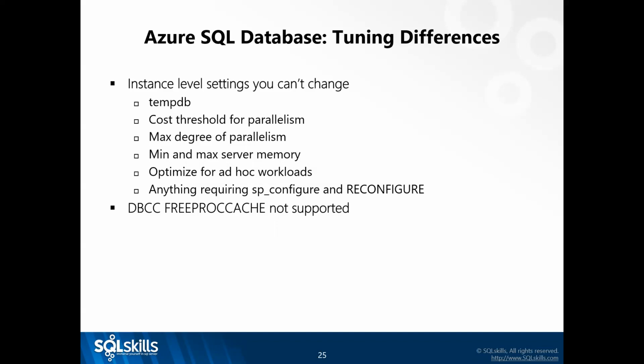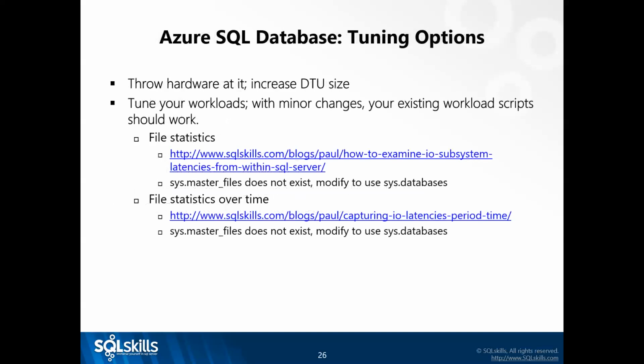And DBCC FREEPROCCACHE is not supported. So if, for whatever reason, you need to clear the procedure cache for a database, it's ALTER DATABASE SCOPED CONFIGURATION CLEAR PROCEDURE_CACHE. So this is where those scoped configurations started coming in, when SQL database came out, because now we had to start doing things at a database level instead of an instance.